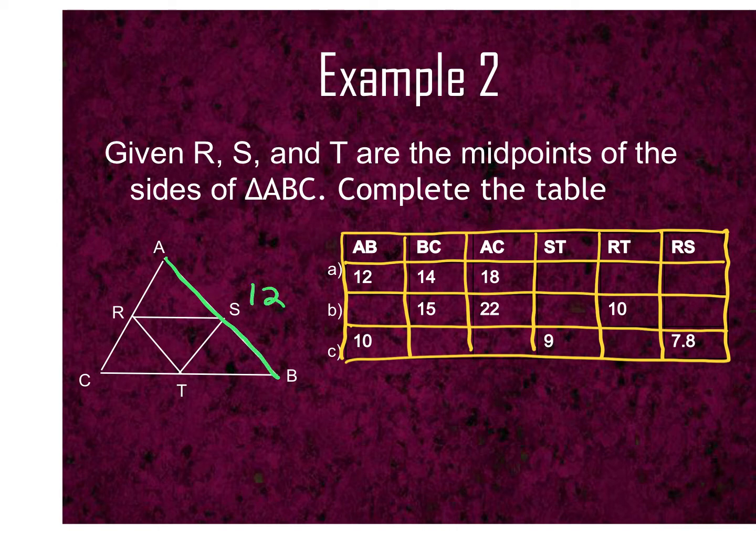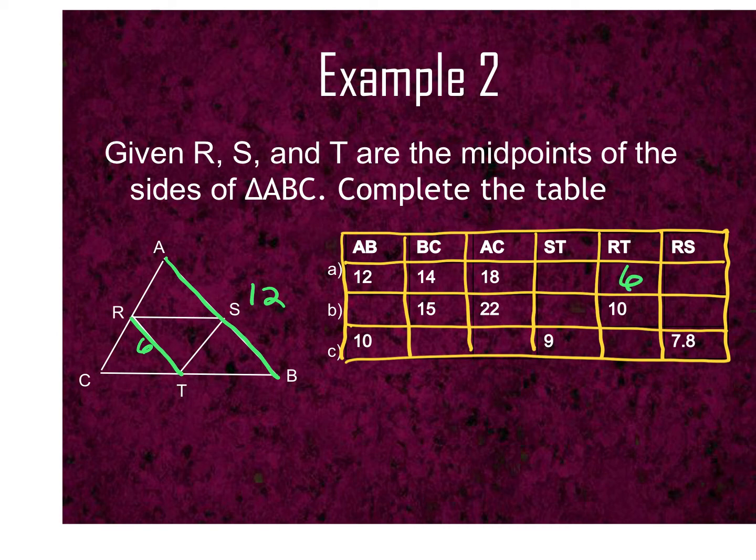Now I know that its corresponding mid-segment, the line that it's parallel to, is RT. So if the side of the triangle is 12, to get the length of the mid-segment, all I have to do is divide that by 2, and the length of RT is going to be 6. And that's what I'll put in the box here.